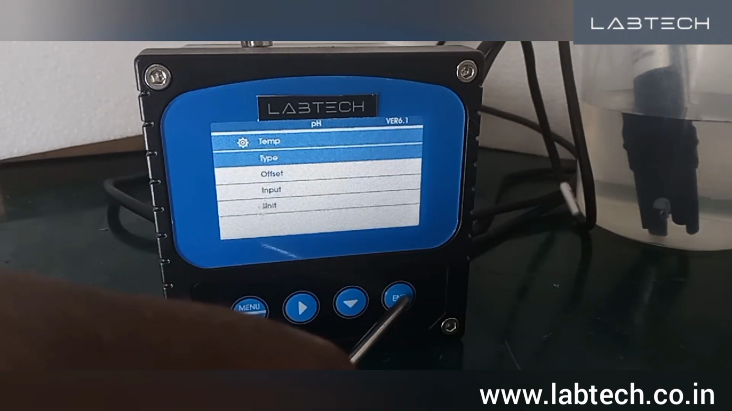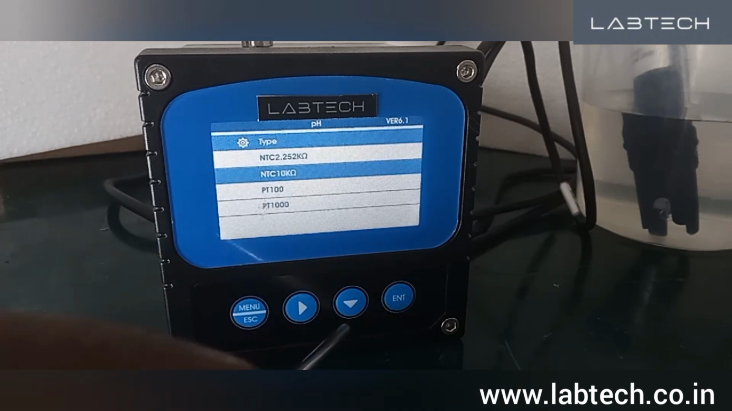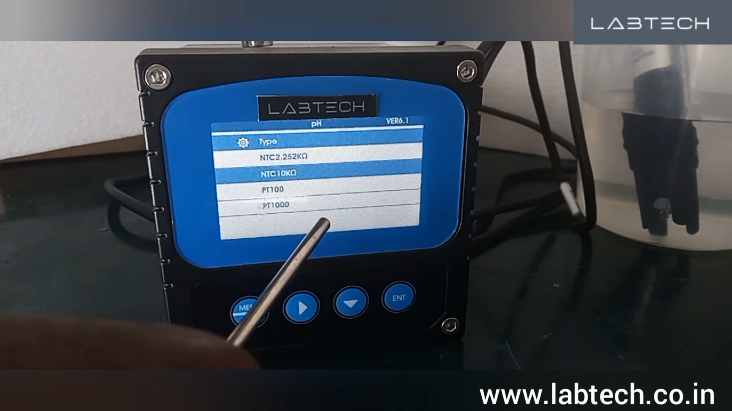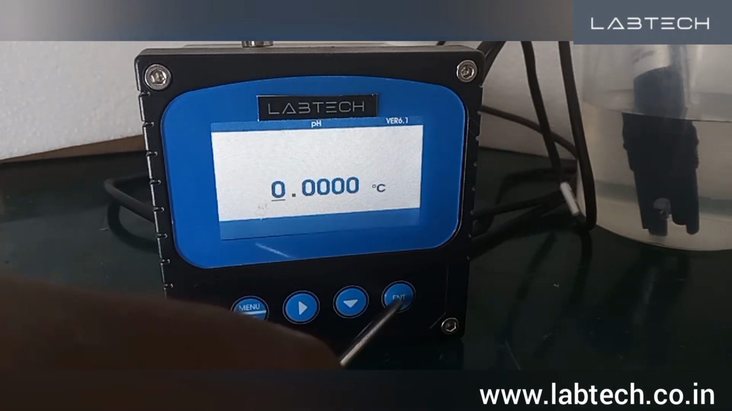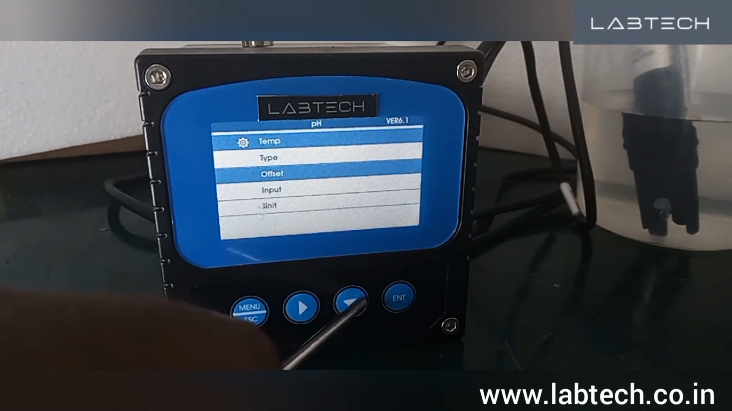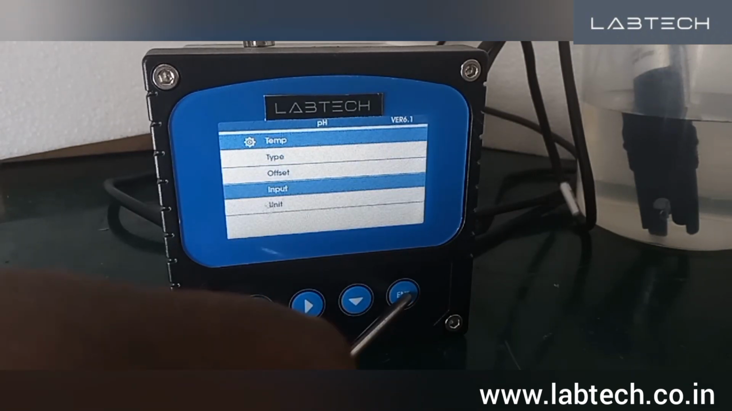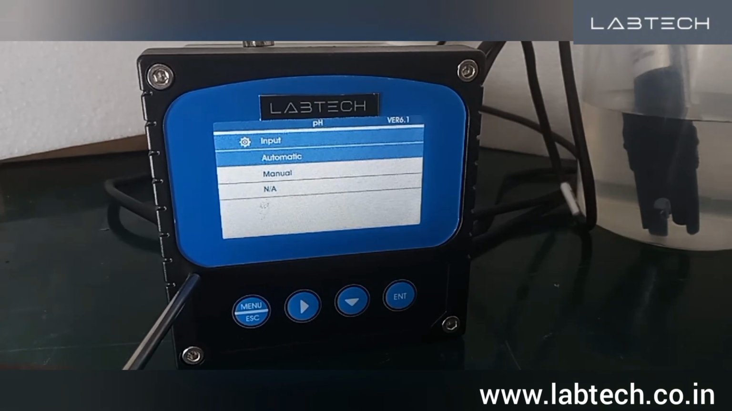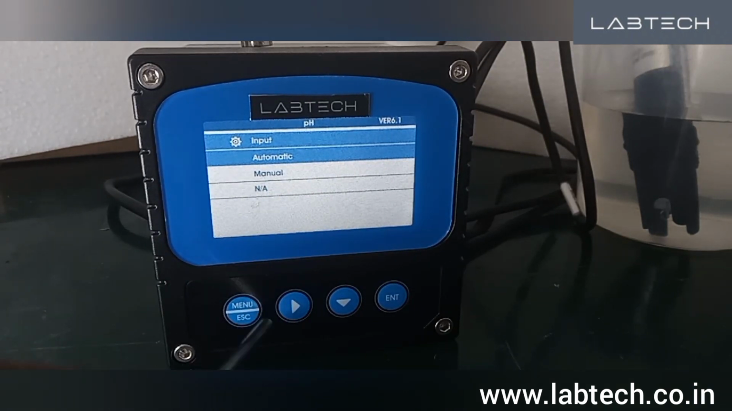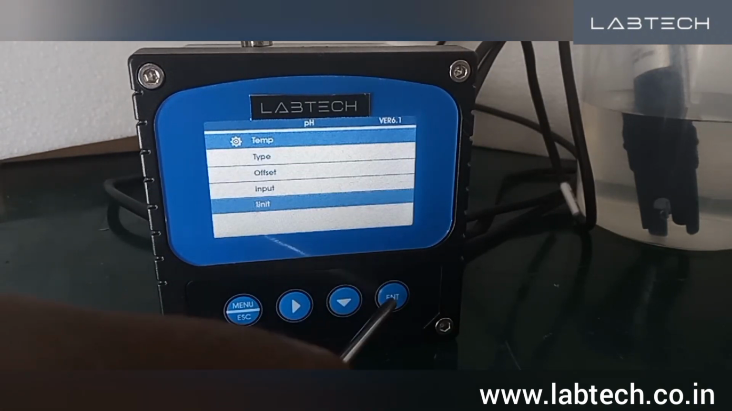Next is about the temperature. There we have type, offset, input, and next is unit. So in terms of temperature, there we have different types. You can just choose any of them, depending on your temperature. And then the temperature offset. And next is temperature input. It could be either automatic, if it's automatic, it's okay. If you are entering it manually, you can enter it there. The unit is as usual, either degree Celsius or degree Fahrenheit.